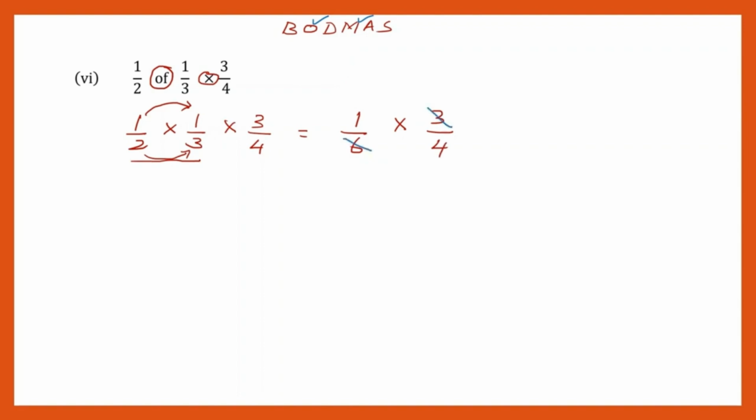Yes, I can cancel 3 and 6. 3 ones are 3, 3 2's are 6. Now let's multiply the numerators. 1 1's are 1. Denominators 2 4's are 8. So 1 by 8 is my final answer.